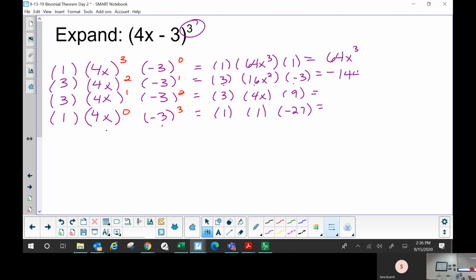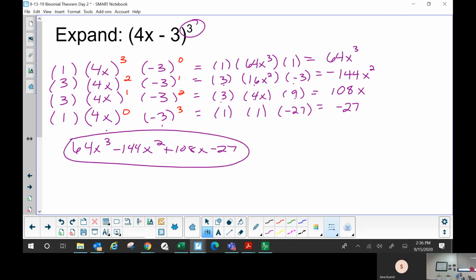Negative 144, and that's x squared. Now what's 3 times 4 times 9? 108. And that's x. And then 1 times negative 27. That's just negative 27. And those 4 terms are your answer. So we have 64x cubed minus 144x squared plus 108x minus 27.